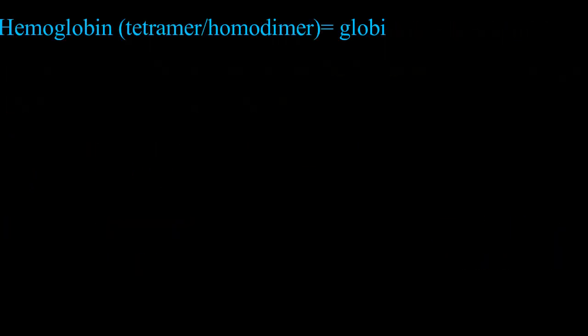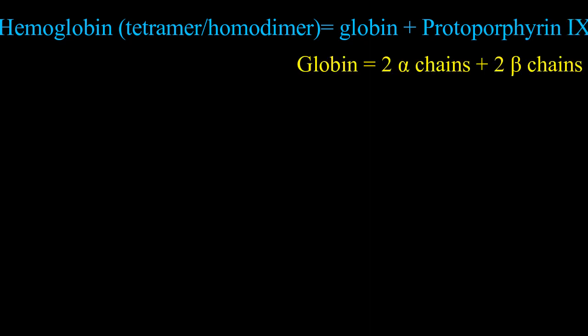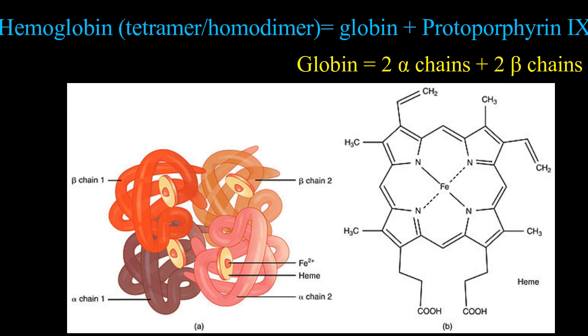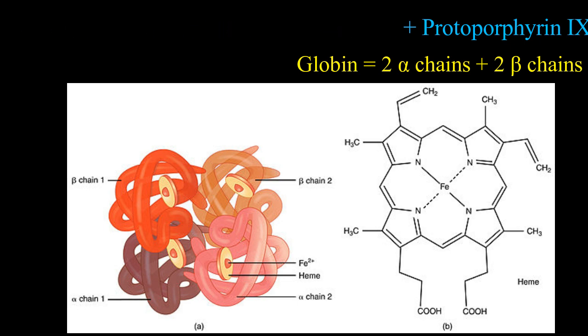As we have seen, hemoglobin is a tetramer having 2 alpha and 2 beta chains and 4 heme, that is protoporphyrin 9 group. Each heme has iron in ferrous state which can bind with a single oxygen molecule. Thus, hemoglobin binds with 4 oxygen molecules.